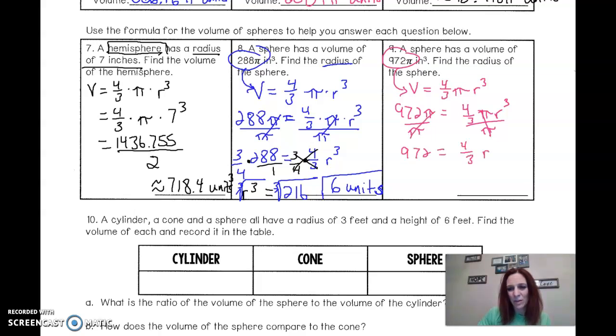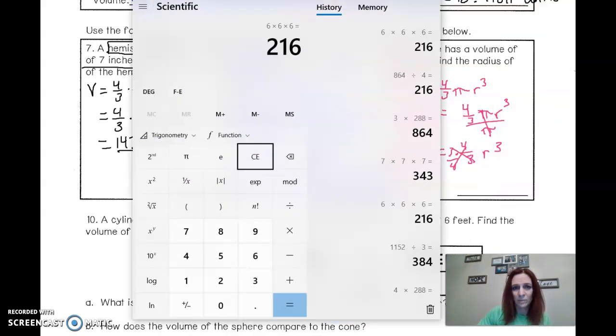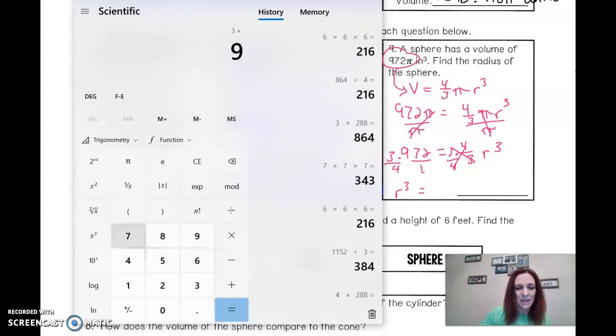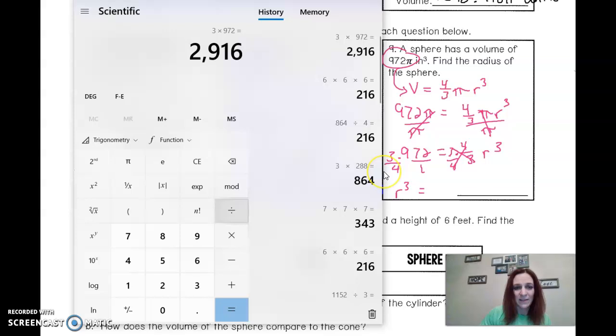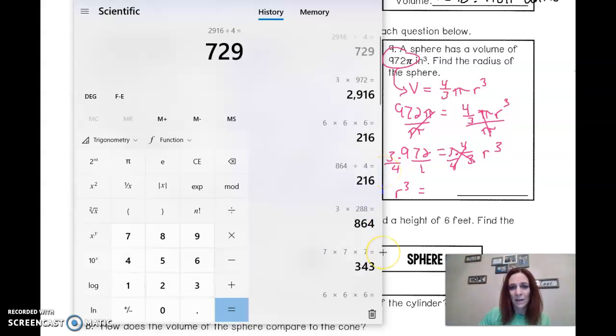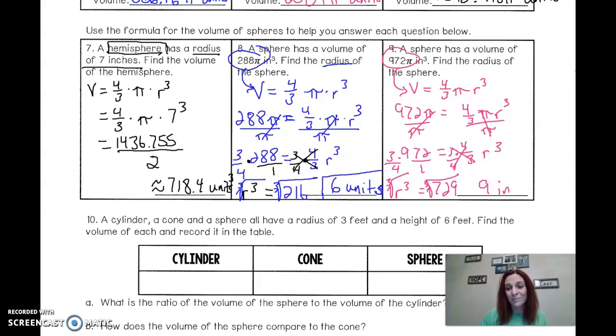Now, to get rid of 4/3, dividing by 4/3 is the same thing as multiplying by 3/4, so I'm going to multiply this side by 3/4. That gives us 1. And I'm left with r cubed equals 3 times 972 divided by 4. And that's 729. If you take the cube root, type the 3, then the cube root button, and type that in, you'll get 9 inches.